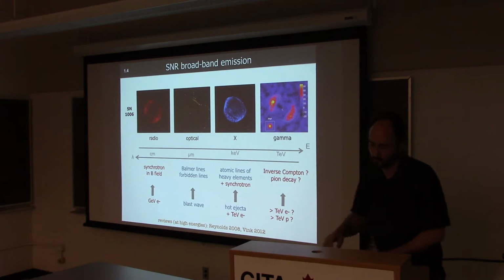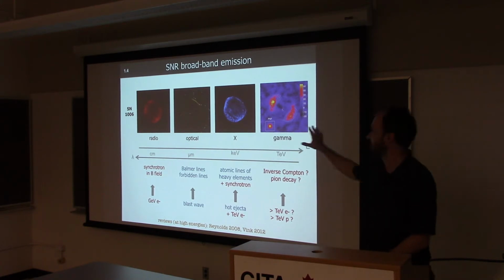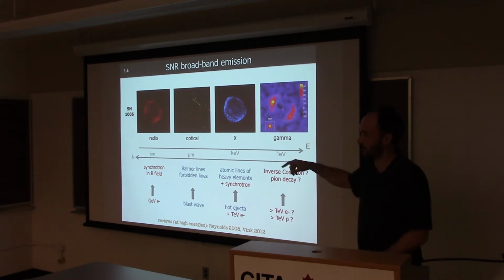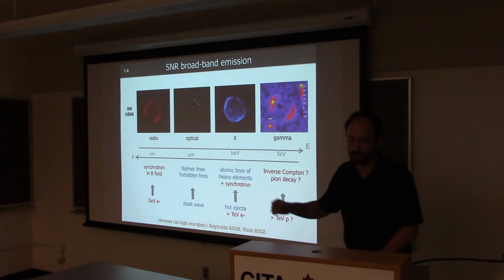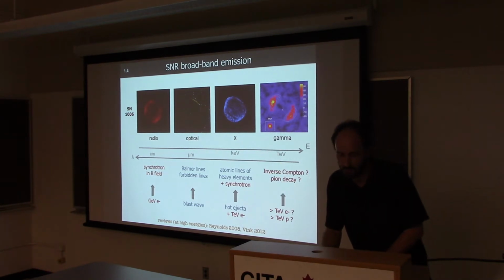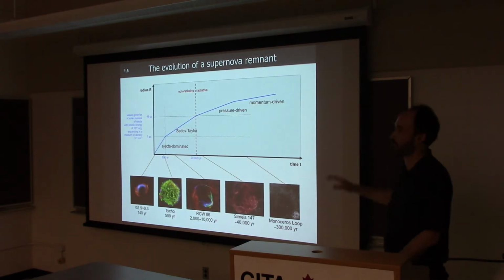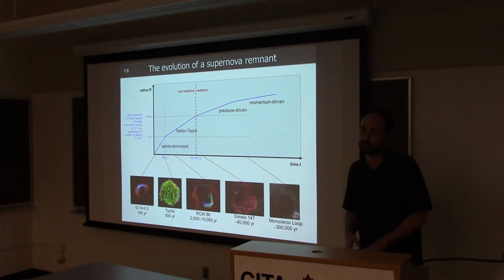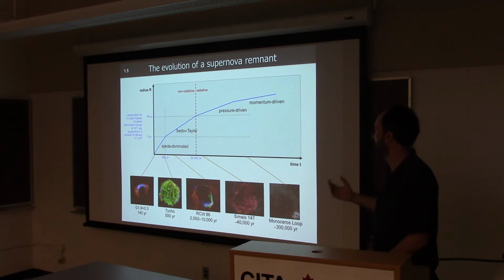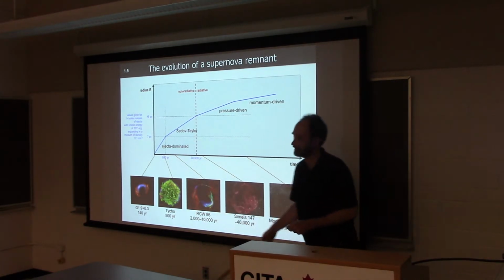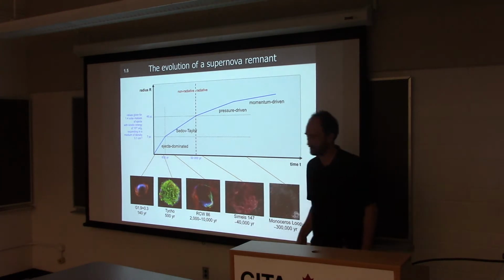Okay, so I'll come back a bit to this. So this is a snapshot, 1,000 years after the explosion. And of course it evolves over time. They live for tens of thousands or hundreds of thousands of years. This is the youngest one we know in the galaxy. This is Tycho at maybe 500 years.